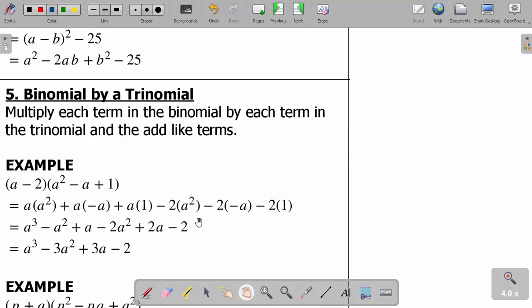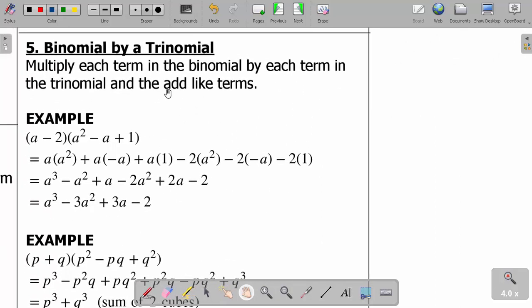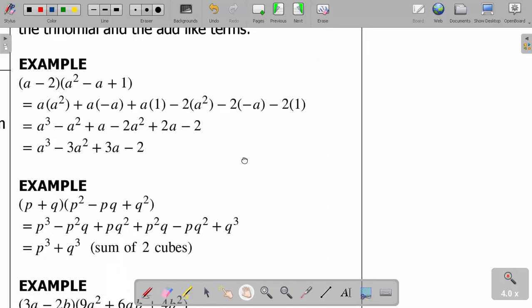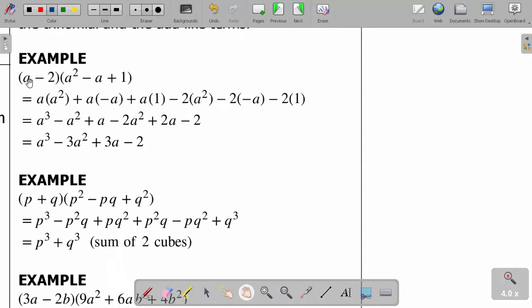Now, multiplying a binomial by a trinomial, here you multiply each term in the binomial by each term in the trinomial and then add like terms. Here I'm going to have a multiplied by a squared, that's what you see here, plus a multiplied by negative a, again plus a multiplied by 1. Then minus 2 multiplied by a squared, because of the minus here, then minus 2 multiplied by minus a, and then minus 2 multiplied by positive 1.